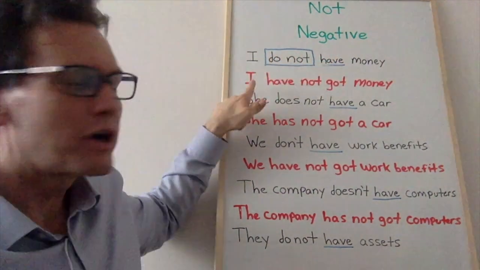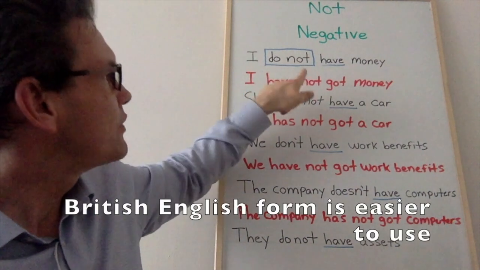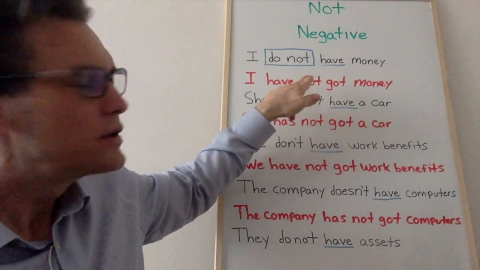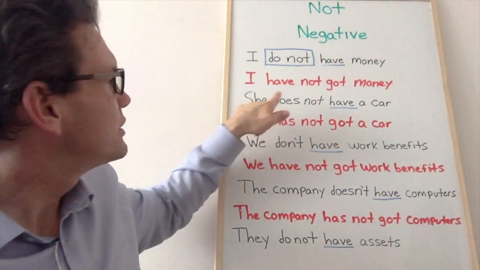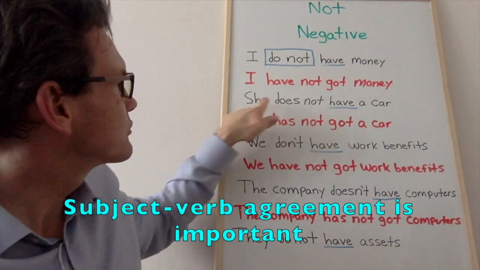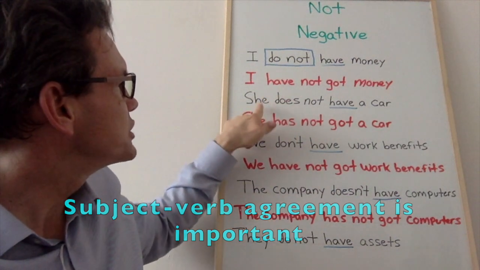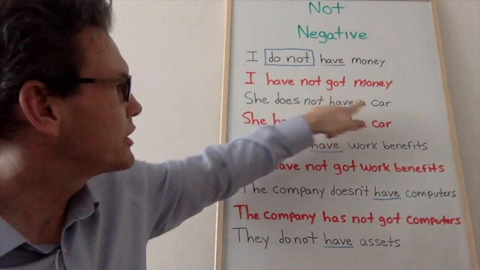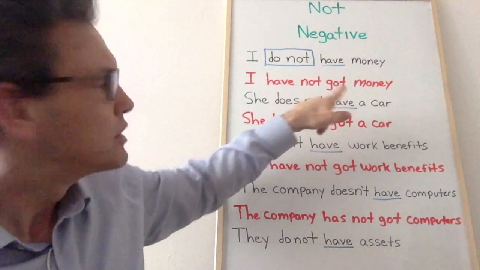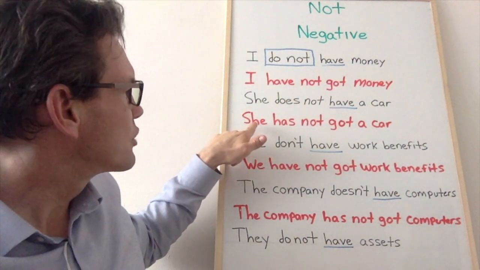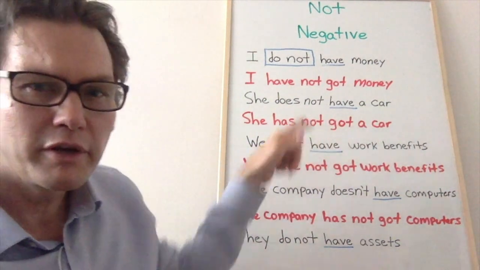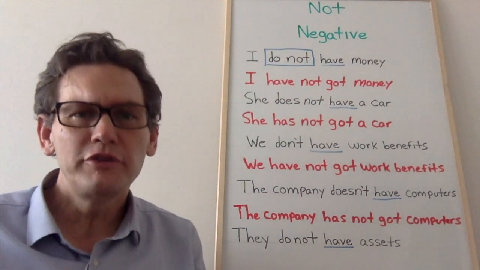So for the British form, it's a lot easier. I have not got money. So all we're doing here is adding not in here. All right? The next sentence here, she does not have a car. So again, subject-verb agreement is very important here. She does not have a car. Again, it's always have for the American form in the negative form. The next one, for the British form, she has not got a car. So again, we're just putting not in here. Using the British form is a lot easier.